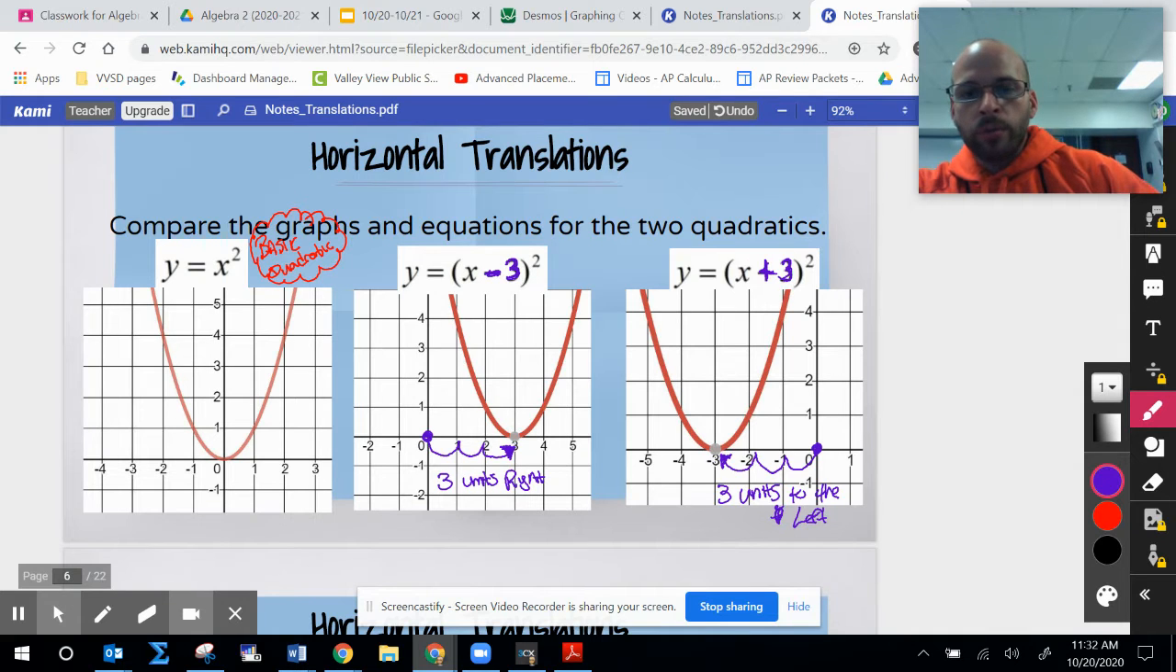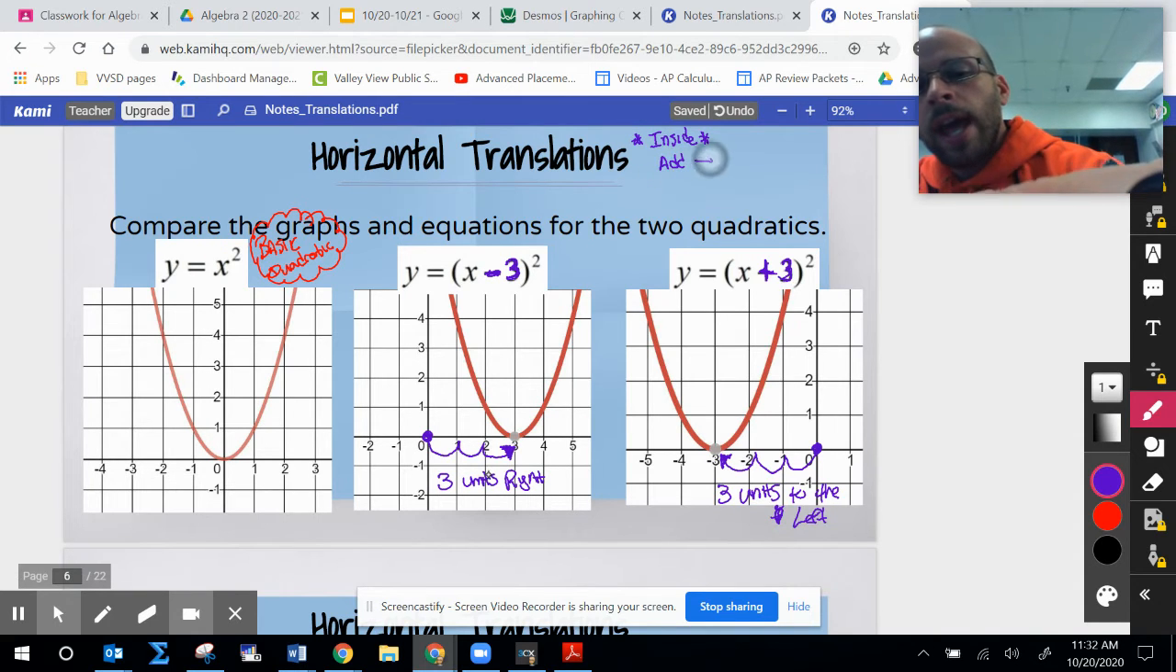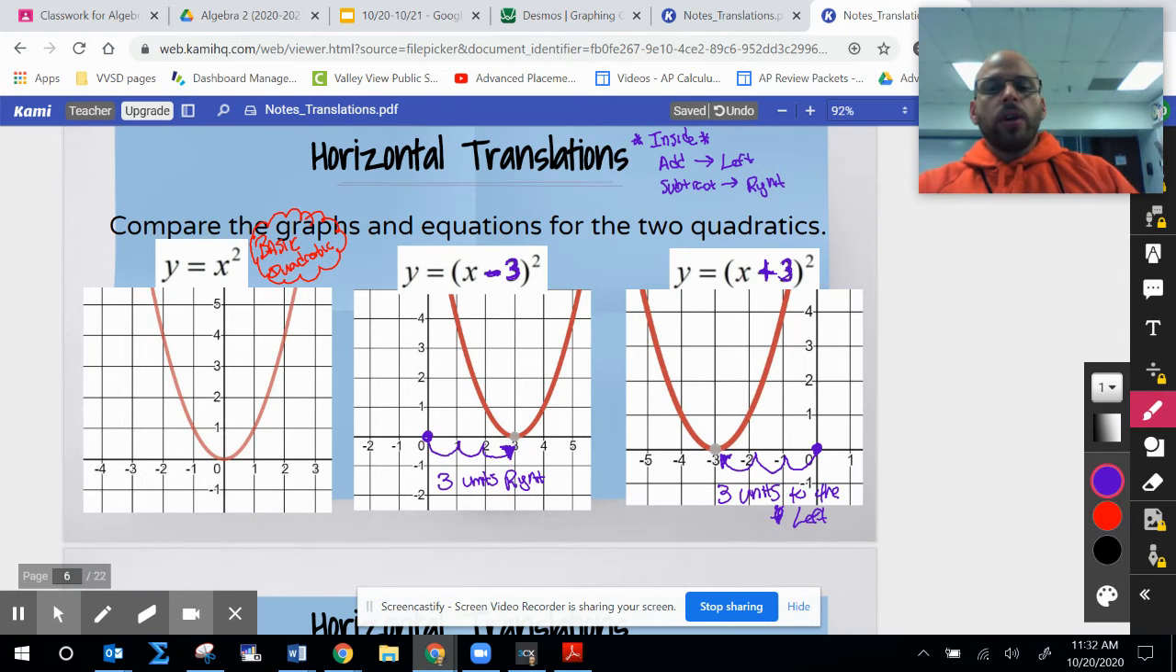So there's a very important note that you need to write down. We're talking about the inside of the parentheses. When you add or subtract to the inside, it's going to move it horizontally. More specifically, when you add, it's going to go left. And when you subtract, it's going to go to the right. So if you add a value to the inside, it's going to shift my graph left. And if you subtract a value to the inside, that's going to move it to the right. Let me show you a few examples with that.